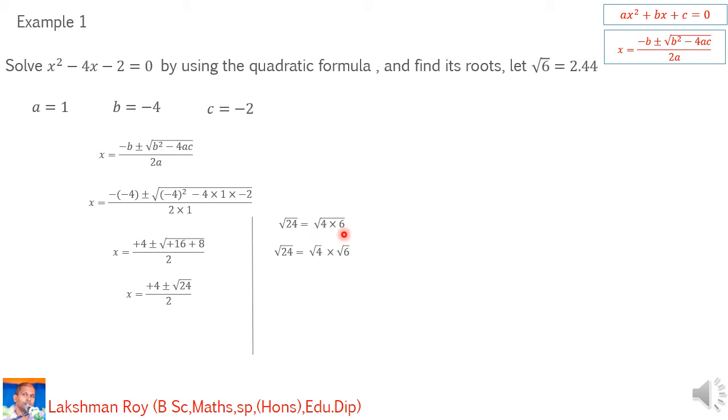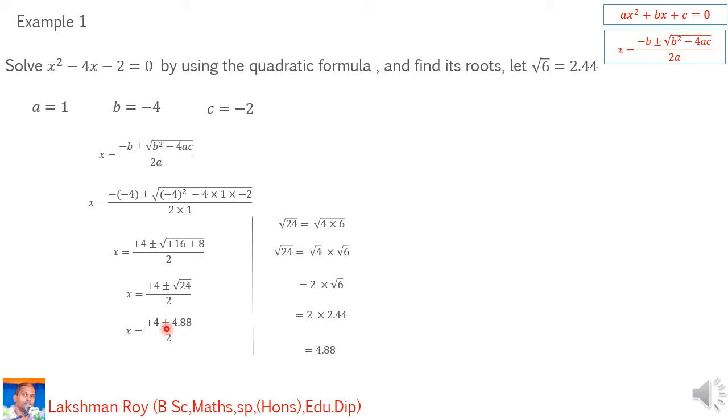Then you can separately put the square root for 4 and 6. The square root of 4 is a known value, so that is 2. The square root of 6 they have given, so substitute that value, 2.44. Then 2.44 should be multiplied by 2, so then easily you get 4.88. Now here the square root of 24 is 4.88. Now put here 4 plus or minus the square root of 24, which is 4.88. Now how to find the x?